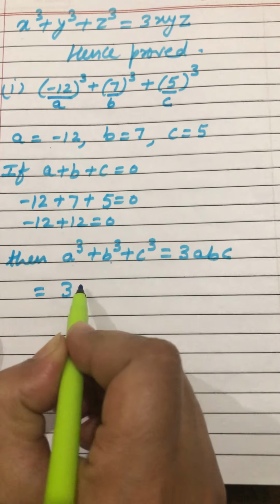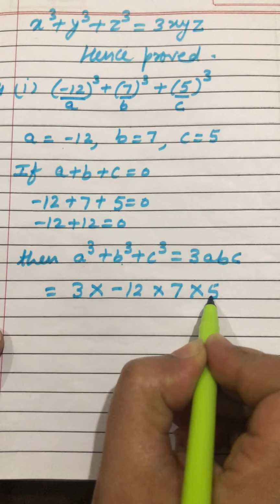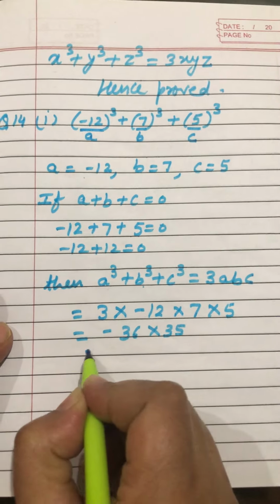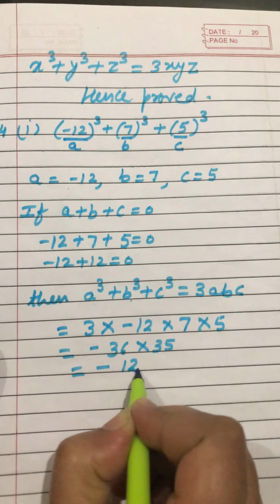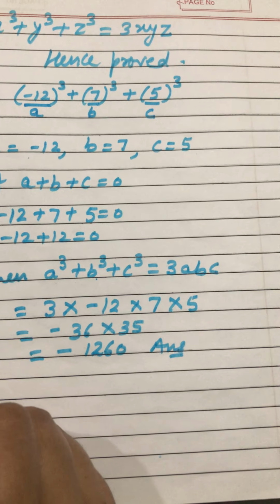So it means 3, what is A? Minus 12. What is B? 7. And what is C? 5. So minus 36 into 35. If I multiply it, I'll get minus 1260. So this is the answer of the first part.